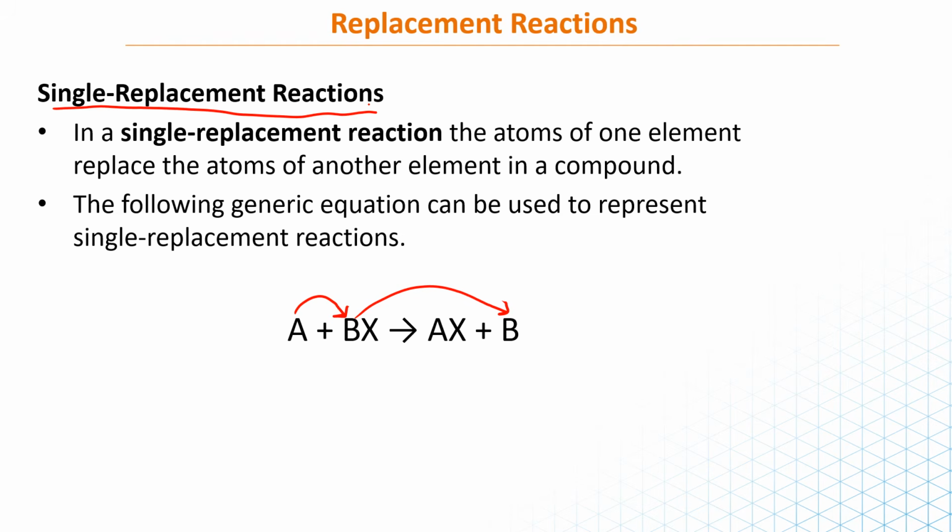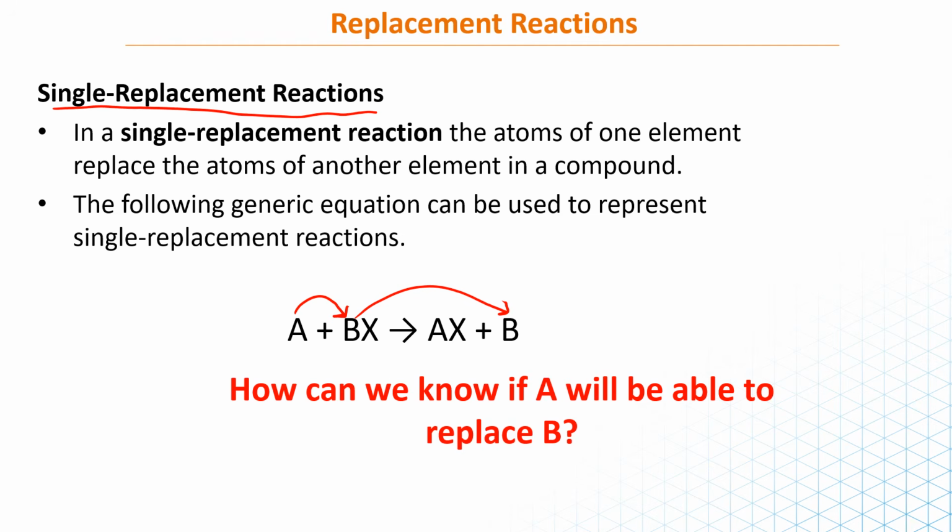But we have a problem here. How can we know if A will be able to replace B? Who is stronger? For example, you can think about this. You and your sister or your brother who is older. For example, you have 2 siblings, a brother and a sister, or a brother and a brother, or a sister and a sister.